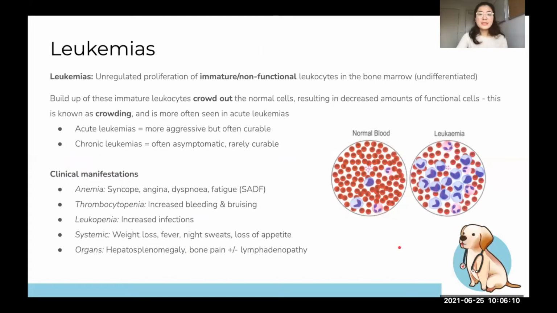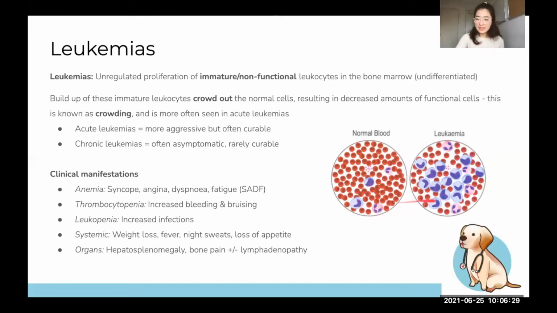Anyway, so let's talk a bit about leukemia. Leukemia is unregulated proliferation of your immature and non-functional leukocytes. If we have a look at these two blood films here, normally your blood is made up of a lot of red blood cells, a lot of white blood cells, and platelets. There's a good balance.